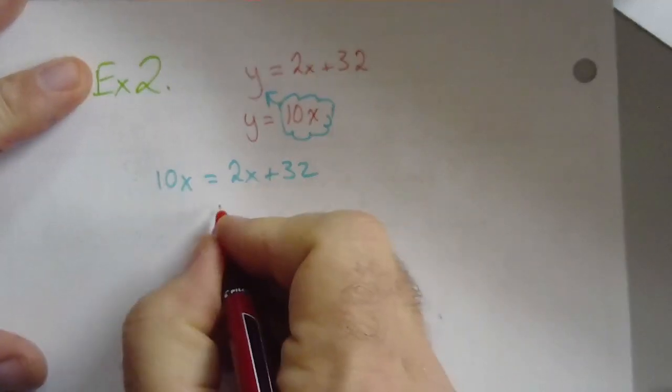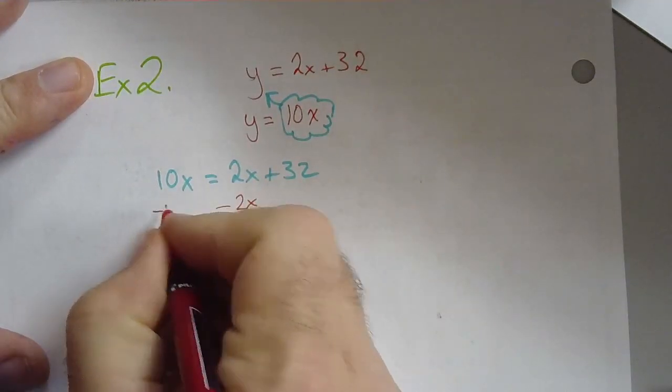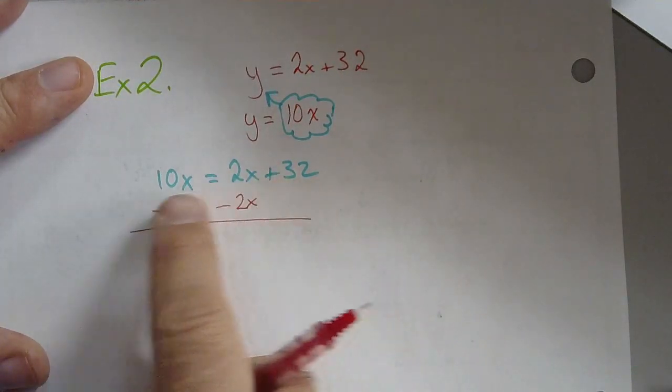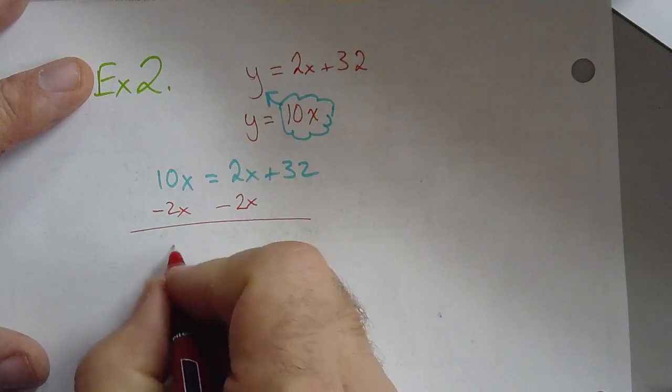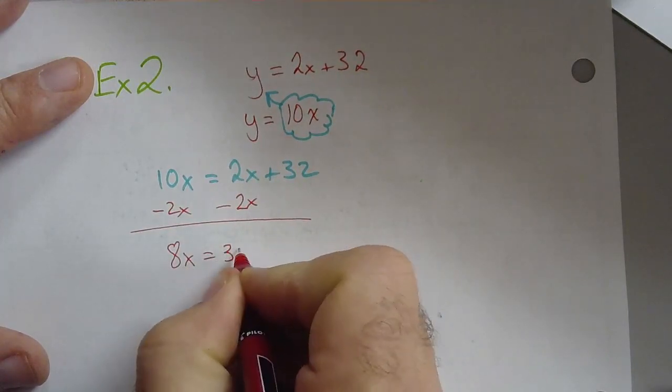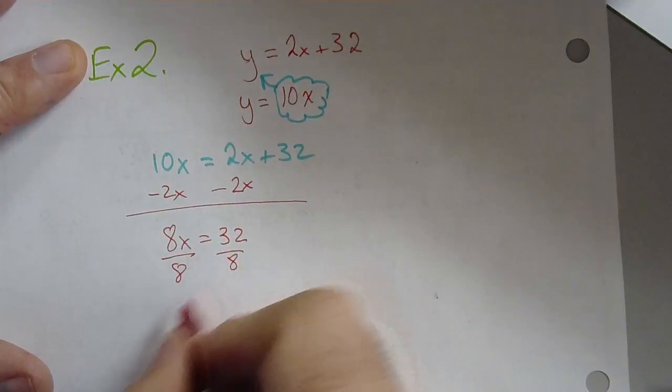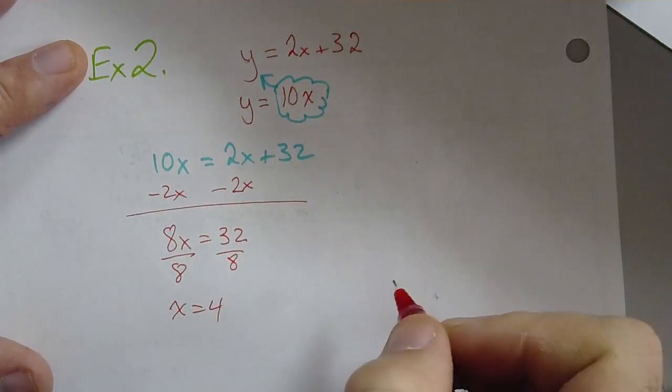Let's finish this. So I'm going to take 2x from both sides. Now I'm doing that because this 32 is not a like term with the 10x. That leaves me 8x equals 32. Now we're back to a one-step equation that we learned how to do in 6th grade, and I get x equals 4.